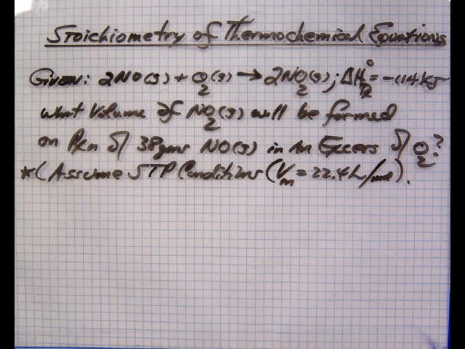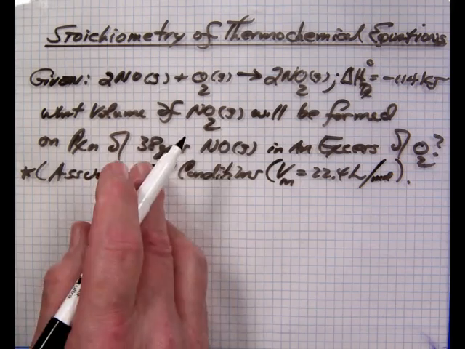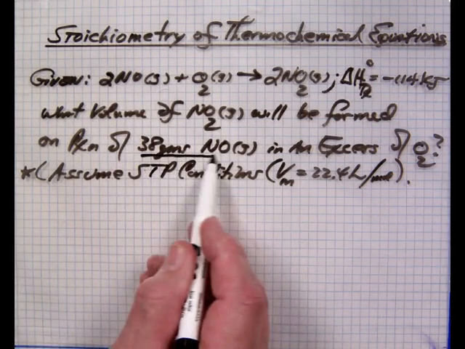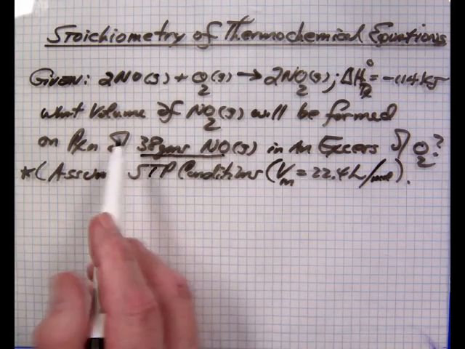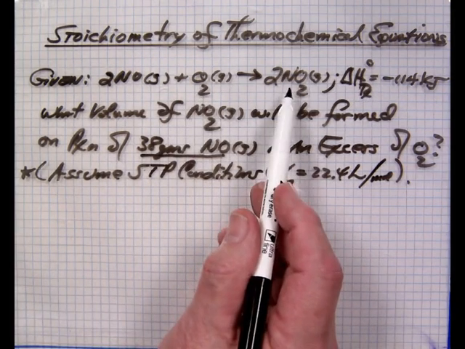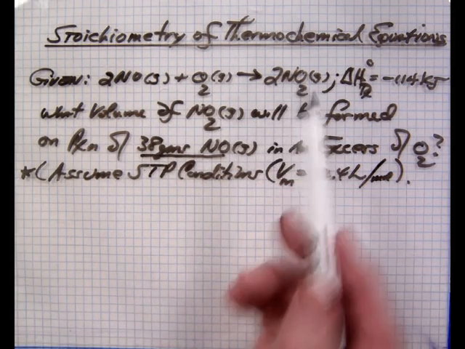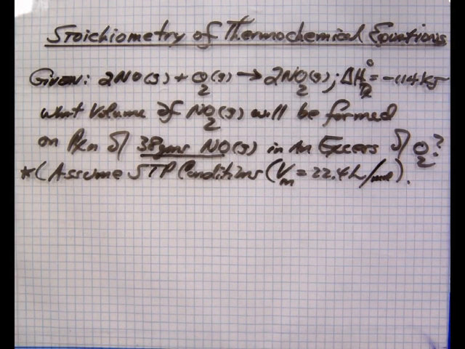If you needed to go to standard thermodynamic conditions, make your calculation at standard and then expand it by the 298 over 273 factor. 298 is 25 degrees. So we'll look at that. It's just a quick calculation. But anyway, the problem asks, we got 38 grams of nitrous oxide and an excess of oxygen. What volume of nitrogen dioxide will be formed?